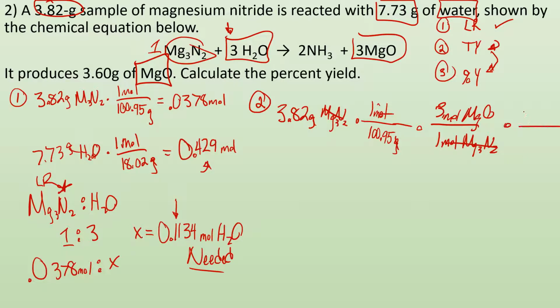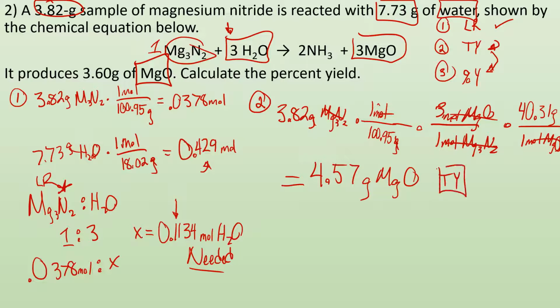of MgO. So 1 mole, I just got to put 1 mole on the bottom, and the mass of MgO is, I got to look it up, I'm sorry, 40.31 grams. Moles of MgO cancel out. When I finally plug and chug and do all that, I get 4.57 grams of MgO. So this is my theoretical yield right here. This is what I needed, because now I can go to my percent yield.